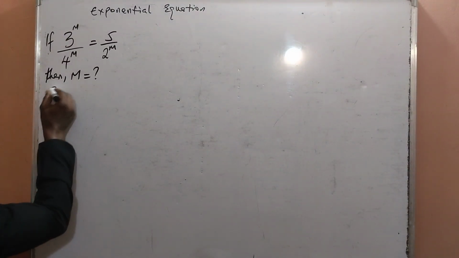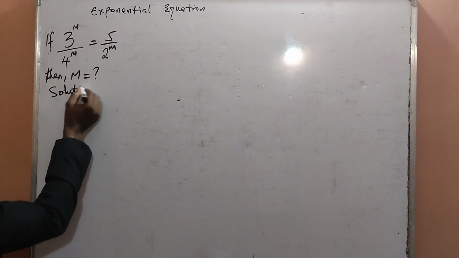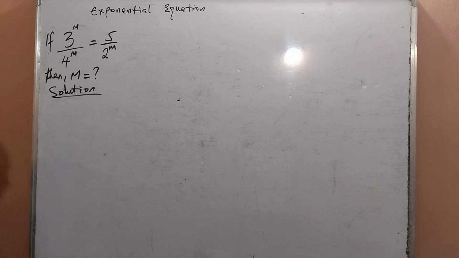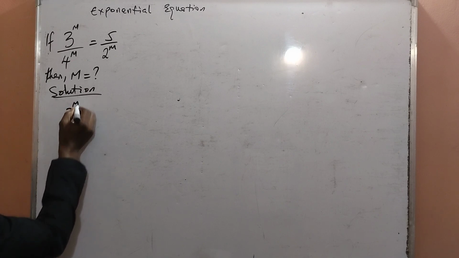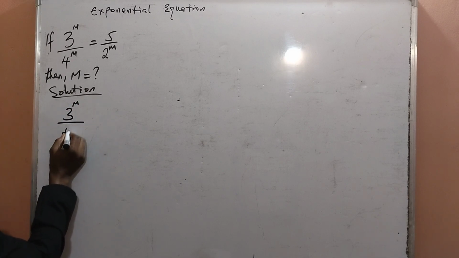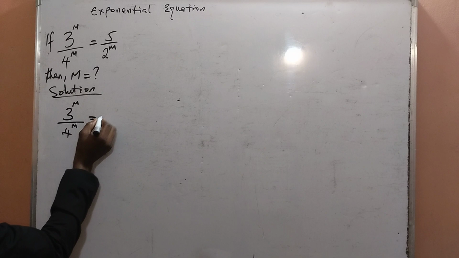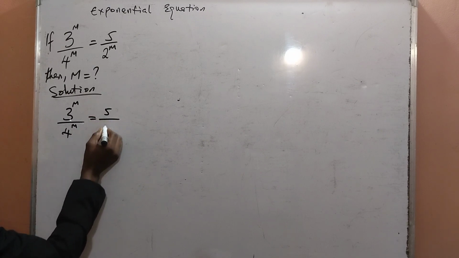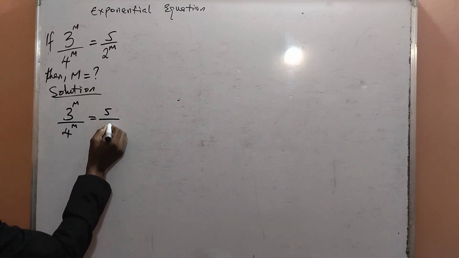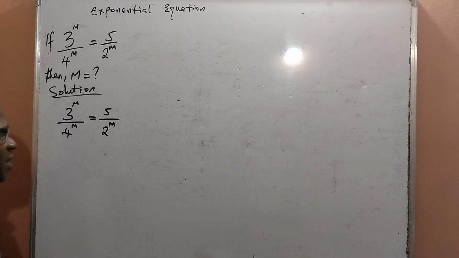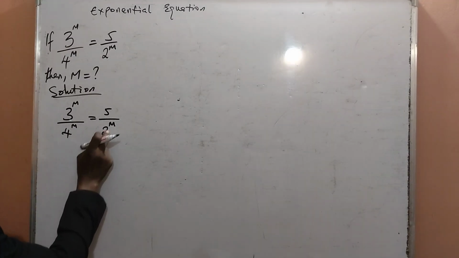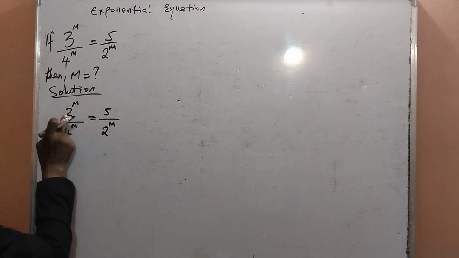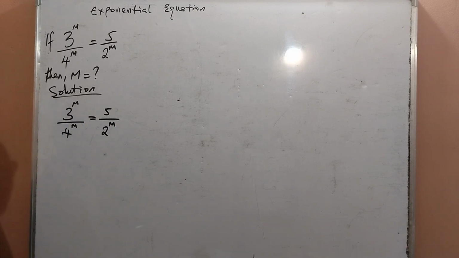So, solution to the question. I am given to solve that 3 raised to the power m divided by 4 raised to the power m equal to 5, then divided by 2 raised to the power m. Alright, I want to use 2 raised to the power m to multiply 3 raised to the power m.